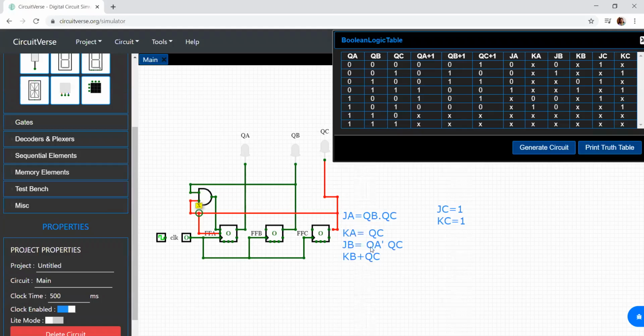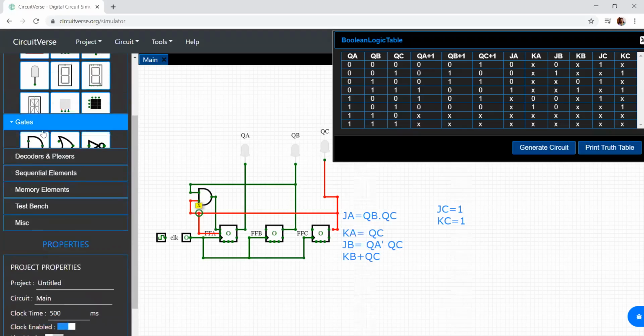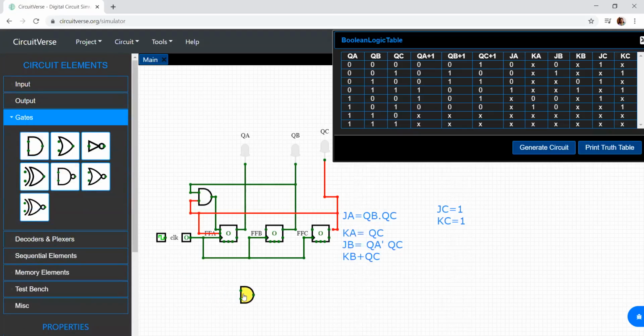Next, what is JB equal to? JB is equal to QA bar into QC. So again, I need an AND gate. If this is QA, the other input will be QA bar. I can take it from here, or I can give a NOT gate to QA and connect. So JB is equal to QA bar into QC. This is my QC. What is this? This goes as the input to JB.